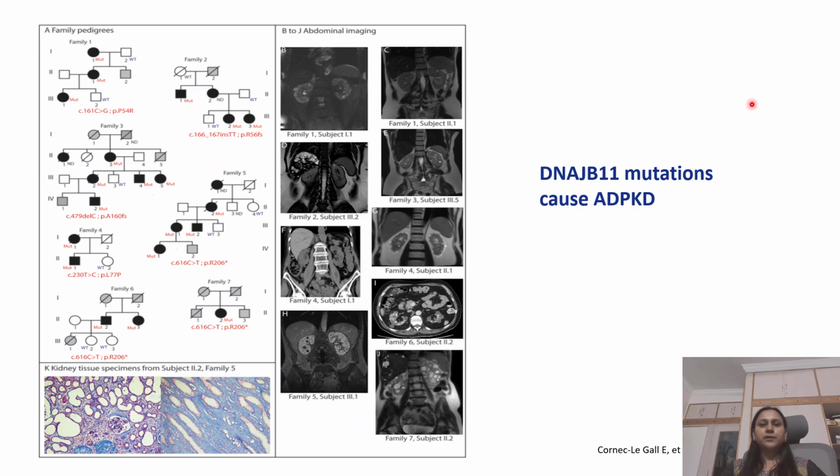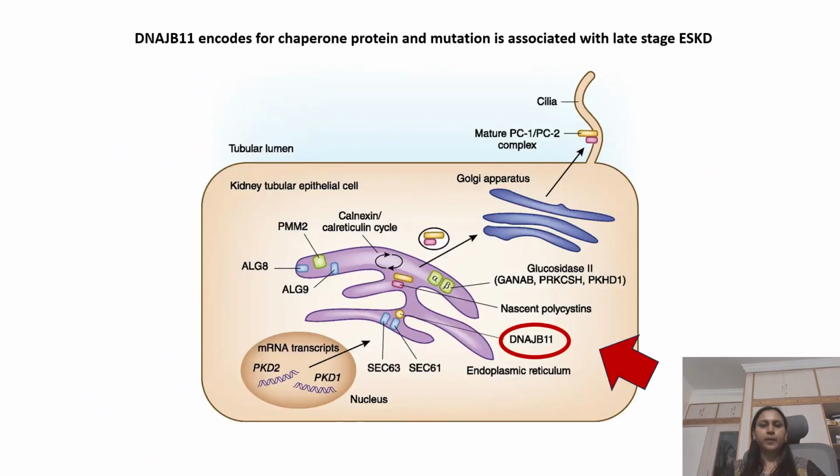DNAJB11 was established as a cause of ADPKD by Cornec-Le Gall and colleagues. It has smaller rather than massively enlarged kidneys with a fibrocystic and interstitial component. DNAJB11 encodes a chaperone protein and its dysfunction is associated with late onset kidney failure. Clinically, this matters because DNAJB11 patients often don't show the large polycystic kidneys of typical ADPKD. Kidneys can be normal sized or small with fibrosis, yet still progress to end-stage kidney disease at older ages. Keep DNAJB11 in mind for a patient with a cystic and fibrotic picture and late kidney failure who doesn't fit the usual ADPKD imaging.